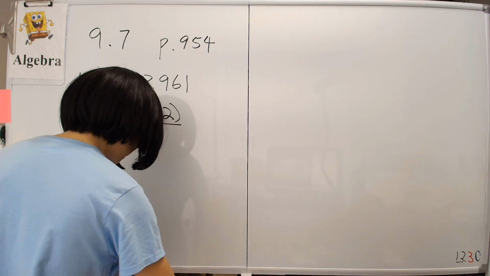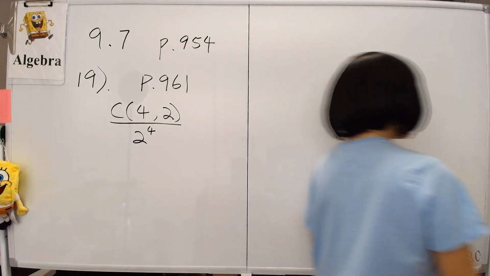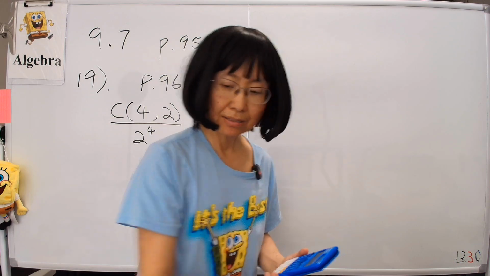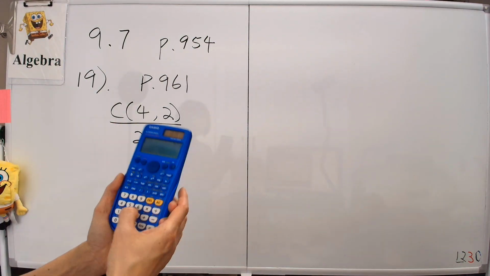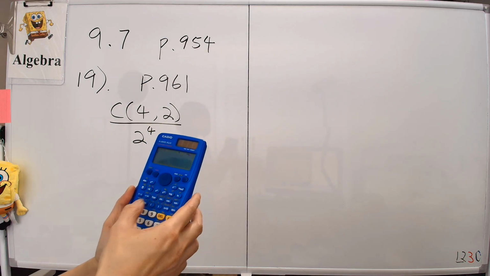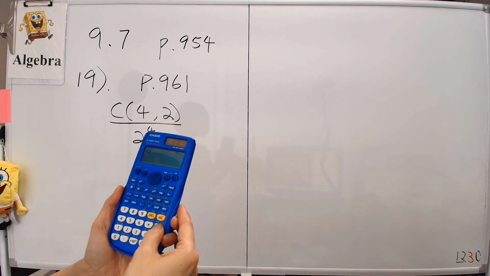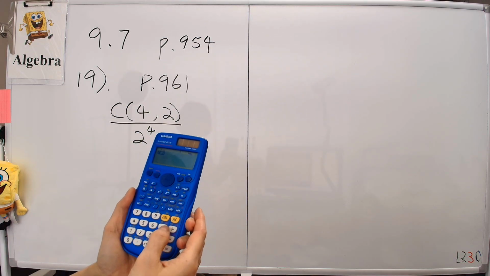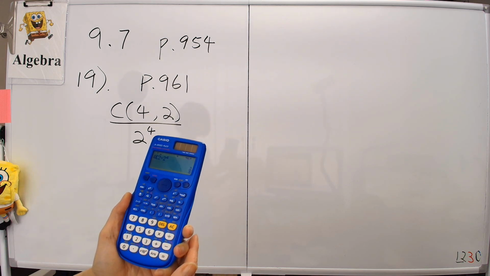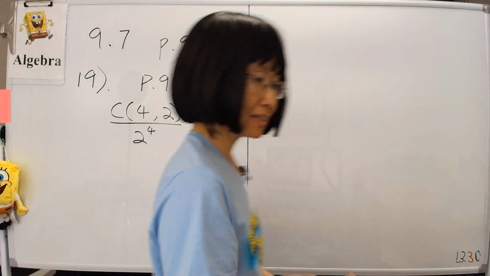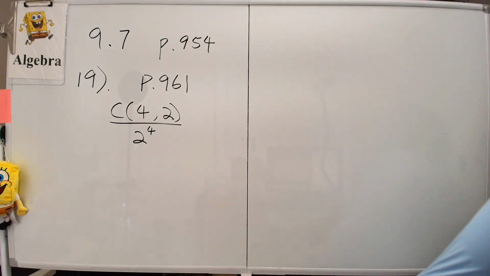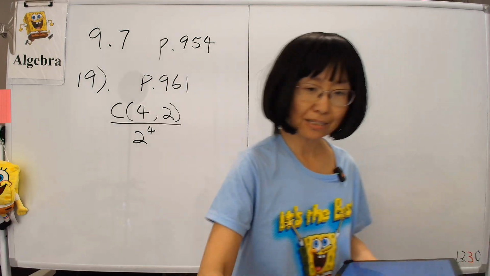So let me get this to come out. So the answer would be, let's see, 4 choose 2, and then divided by 2 to the power 4, which is 16. And so the answer is 3/8, which does check out in the back of the book. Okay, so that is good. And let's move on to the next problem.